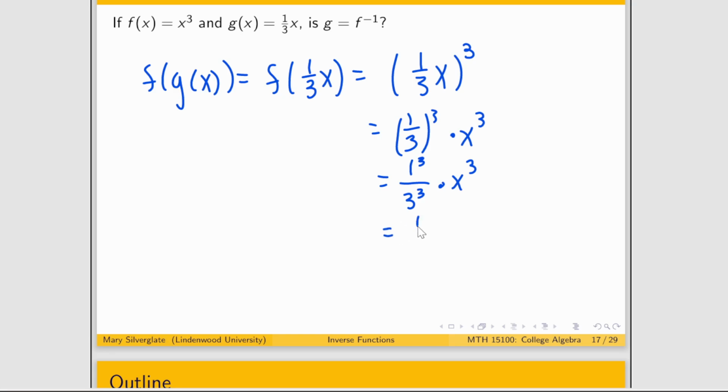times x cubed, which becomes 1 cubed is 1, 3 cubed is 27, times x cubed, and no matter what, this really does not look like x. There's no way this will turn into x. So these are not inverses.